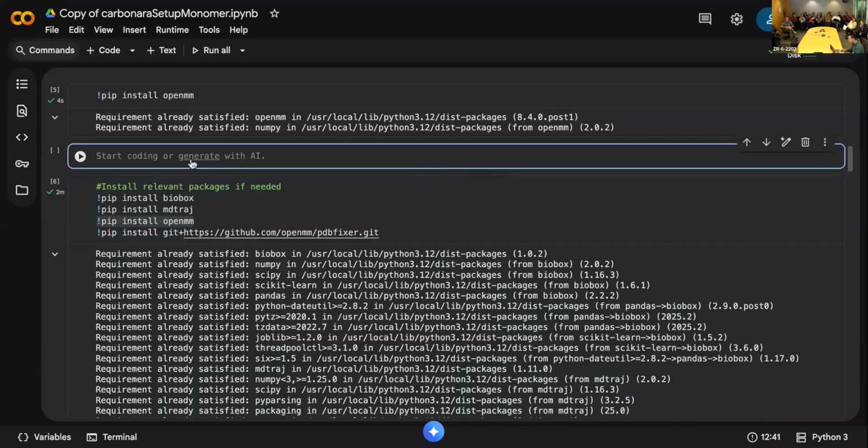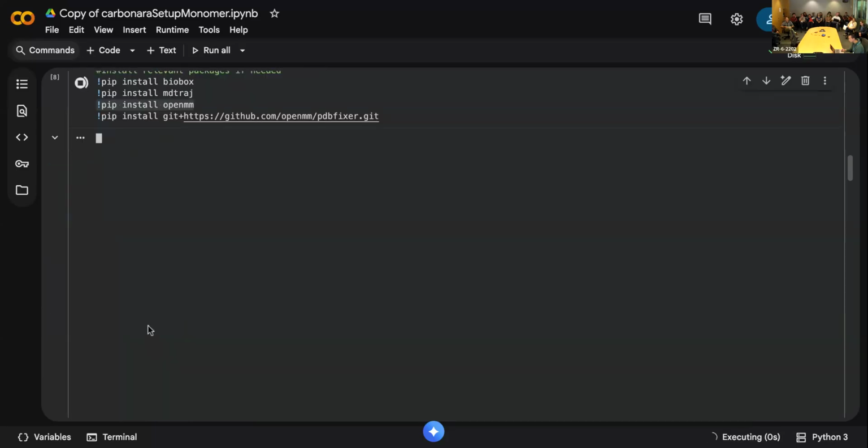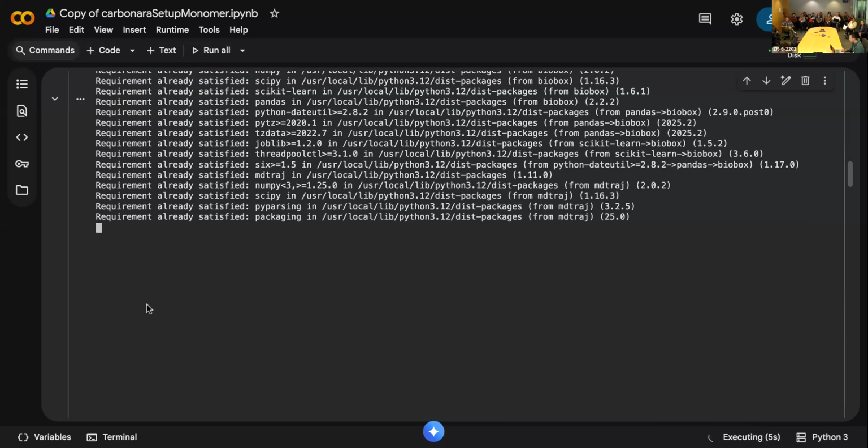Well, that's true for AlphaFold too, right? They do have the relaxation option. Yeah, you can run and relax at the end. You don't have to.